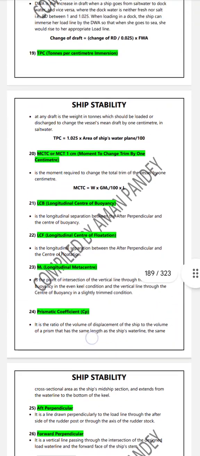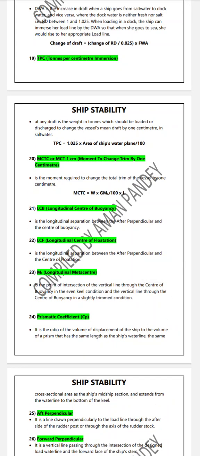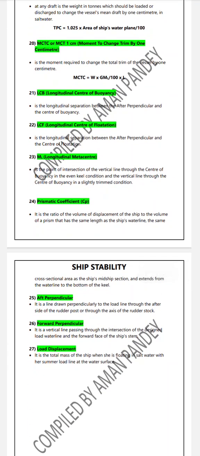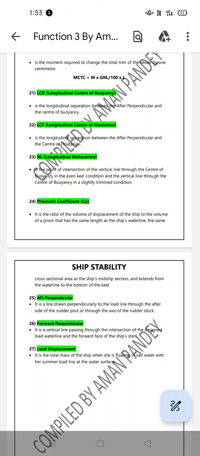So MCTC is the moment required to change the total trim of the vessel. Longitudinal center of buoyancy is the distance between the forward perpendicular and the center of buoyancy. Longitudinal center of flotation is the center of the water plane area.